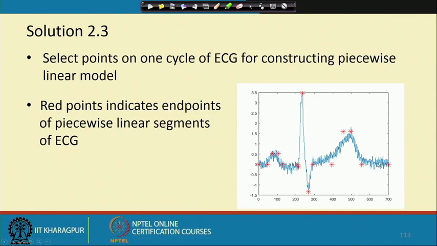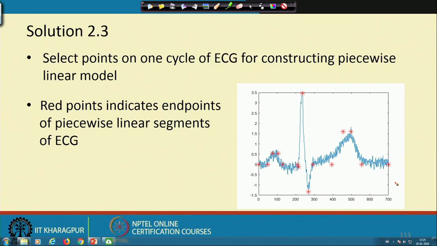The first thing we do is take one cycle of it, and we have to create a desired signal by a linear approximation of this. So, we plot this signal. Several times we have seen how to plot one cycle. Here the only addition is that we have chosen only the first 700 samples.